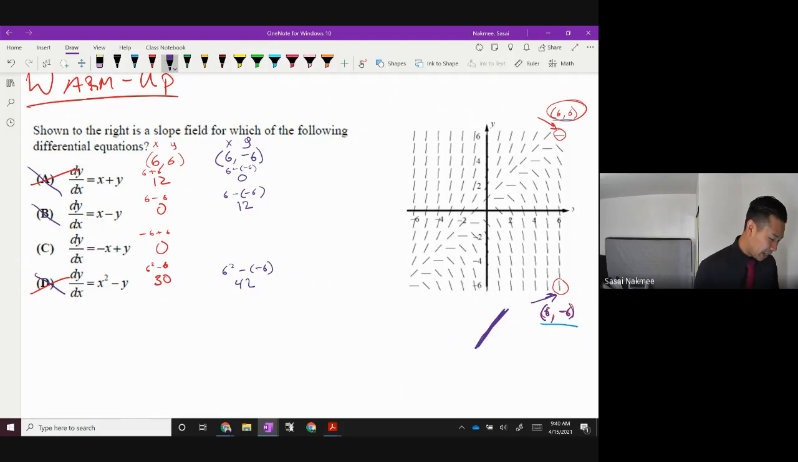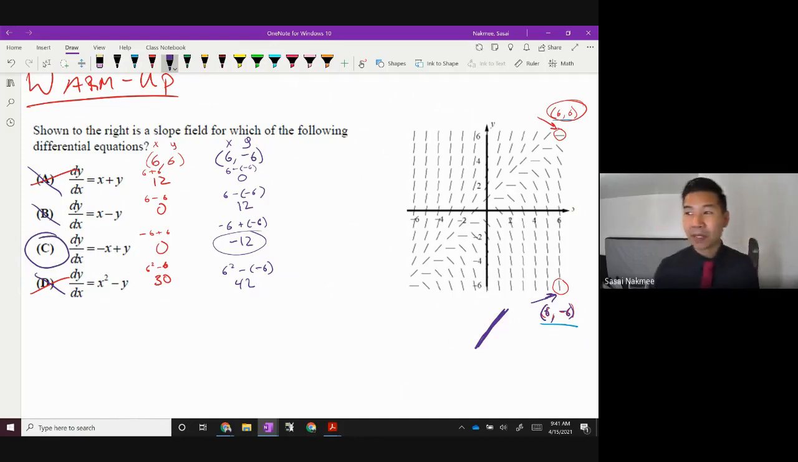And we're going to go ahead and look at the last one right here. -6 plus a -6 gives me a -12. And a -12 does look like a possible answer there because it is negative and going down. And that is probably going to be our answer since it matches for 2 points. My differential equation is going to be this one that matches up with that slope field.